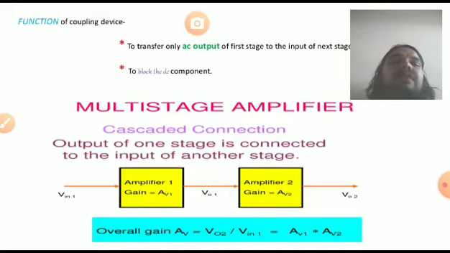The overall gain of the multi-stage operational amplifier, AV, is equal to AV1 into AV2.